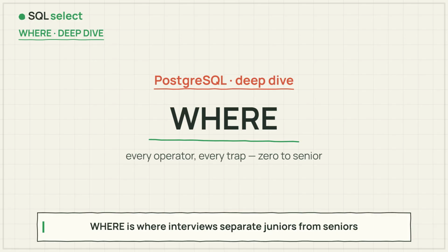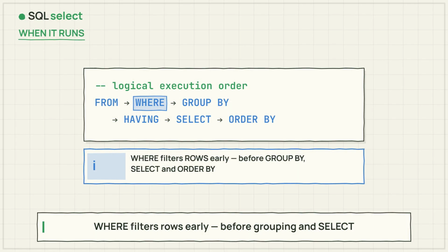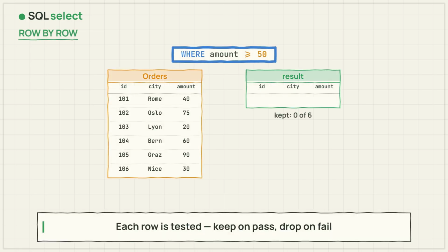First, when does where actually run? Not first. The database starts with from, then where filters individual rows, before any grouping, before select, before order by. That single fact explains everything else in this video.